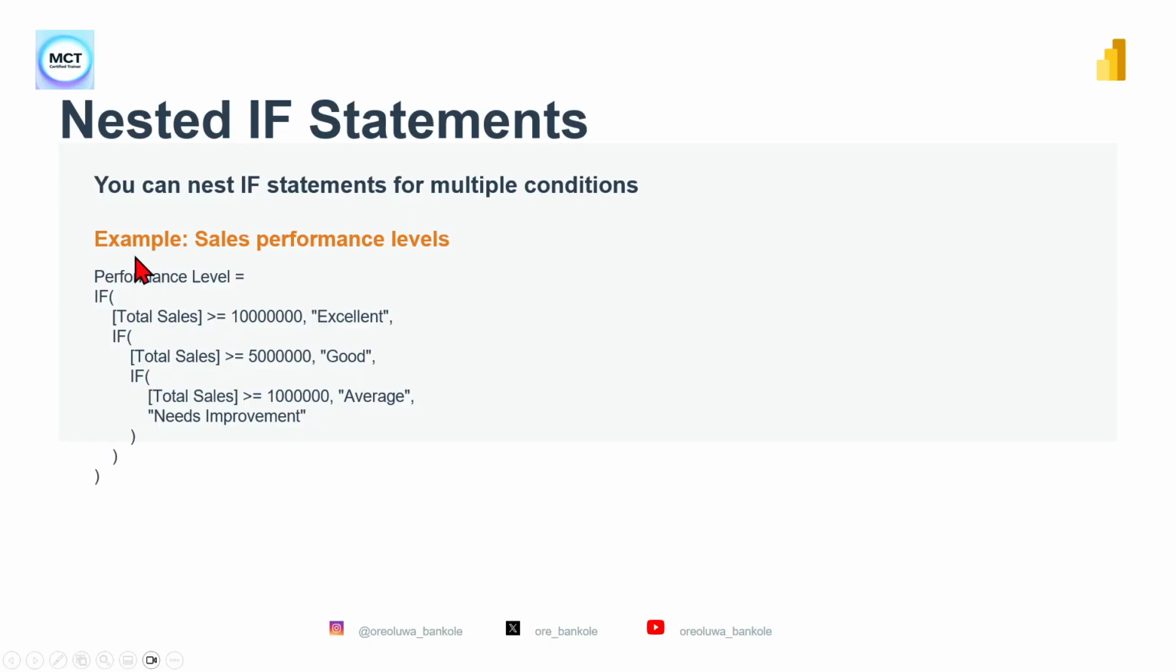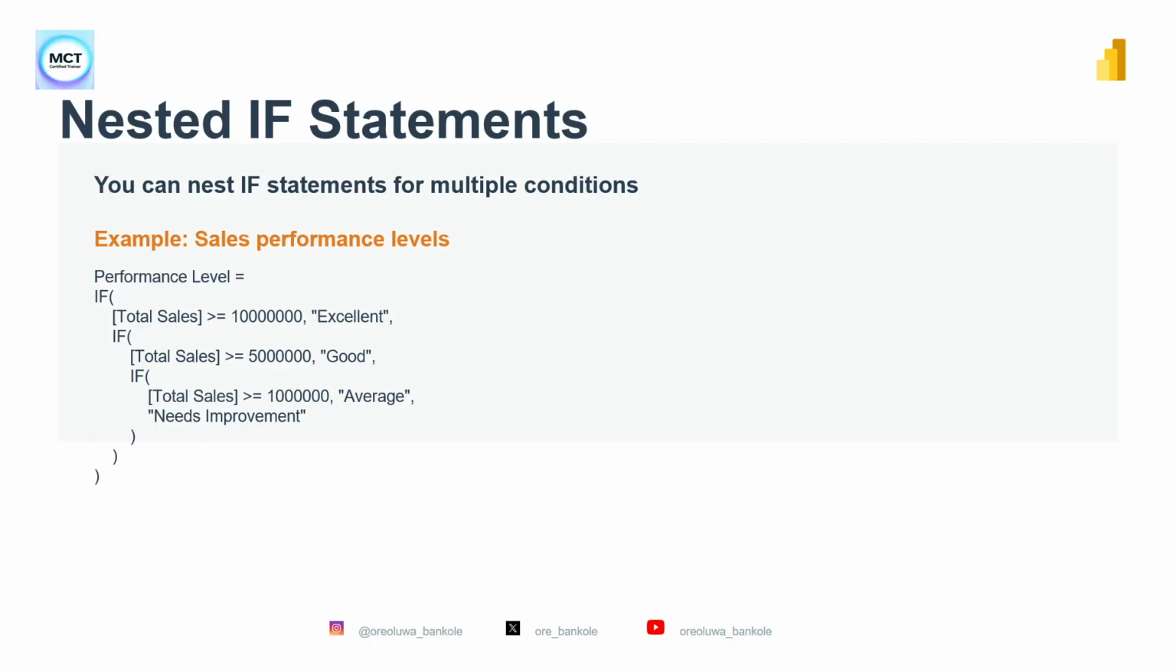For example, you have your performance level. If the total sales is greater than 10 million, excellent. That is true. If not, that is the result if false. Then run another if. Total sales is more than 50 million. That one is good. If not, run another if. Total sales is now more than 10 million or 1 million. Then average. If not, then you need improvement. Then you close all this one.